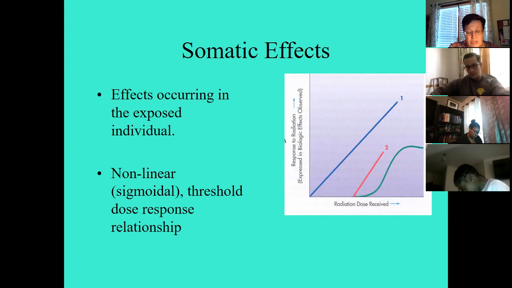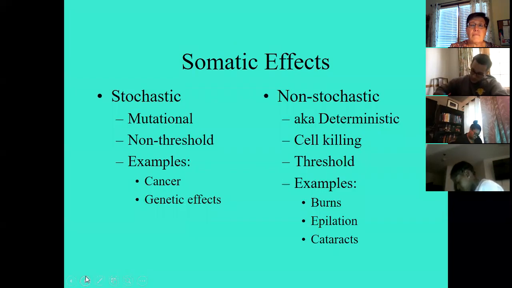There is one big exception to this dose response curve for somatic effects, and that is cancer, okay? But all of the other somatic effects typically follow the nonlinear threshold dose response relationship. So when we look at somatic effects, we can divide them into two types. They can either be stochastic or non-stochastic. And you can find more detailed information about stochastic and non-stochastic, and about the dose response relationships in chapter 9 in the Statkowitz-Shearer textbook.